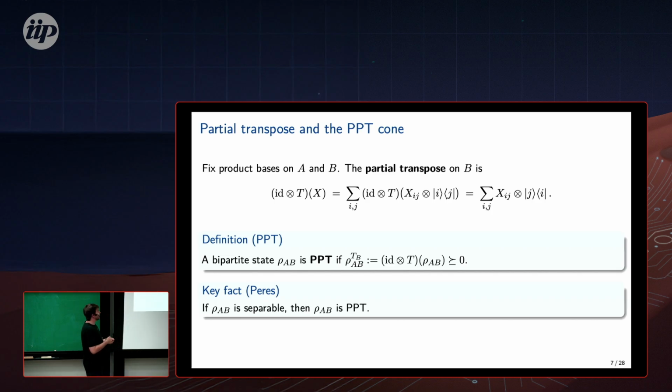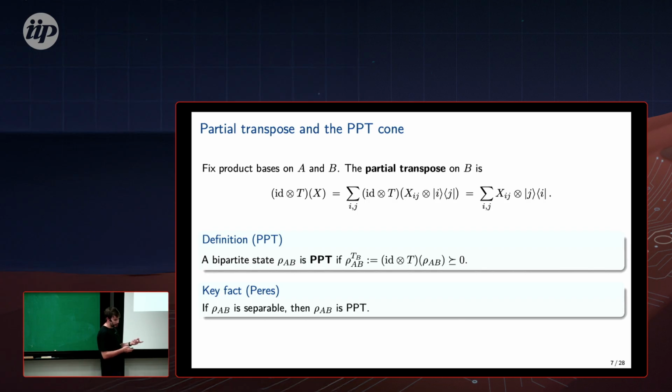And we call a state PPT, so positive partial transpose, if acting with the partial transpose on it gives again a positive semidefinite matrix. All right. So PPT again stands for positive partial transpose. Now, one key observation is that if rho AB is a separable state, then it is also PPT.